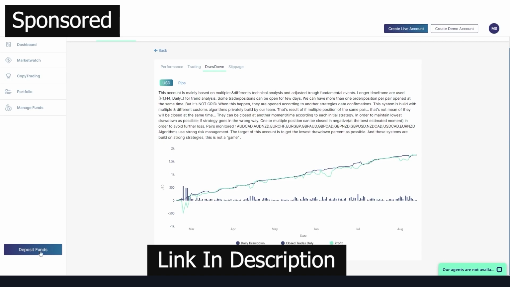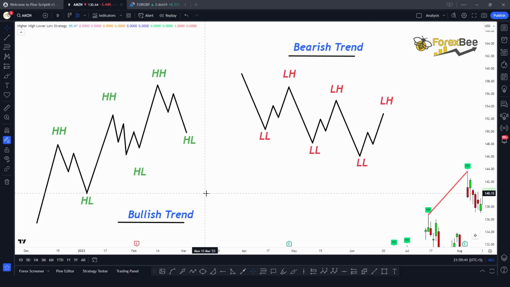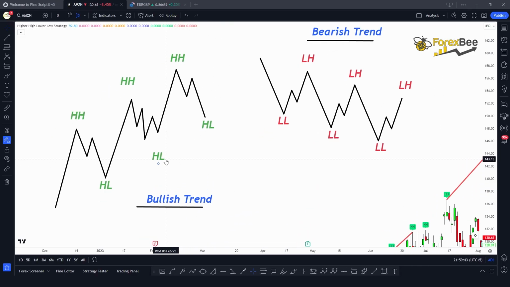Now let's get started. So first, let's talk about how you can detect which kind of trend is going on in the market, if it's a bullish trend or if it's a bearish trend, or if the market is ranging and moving sideways.